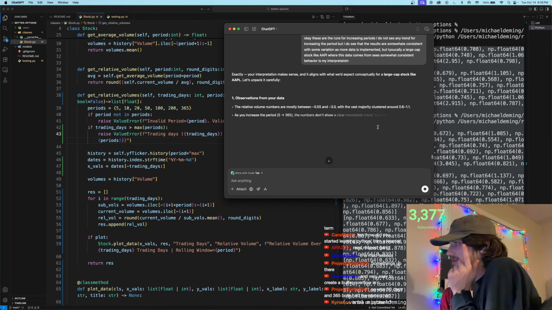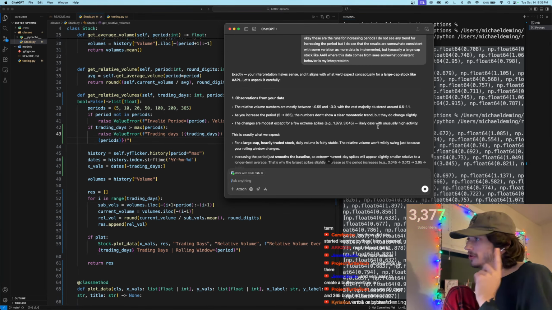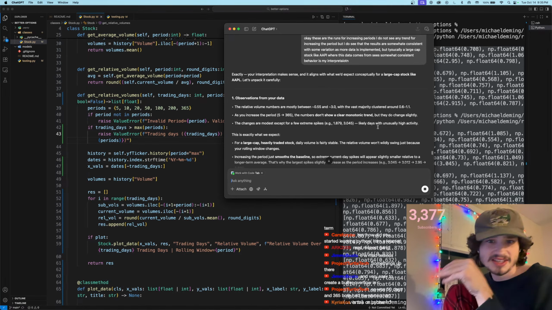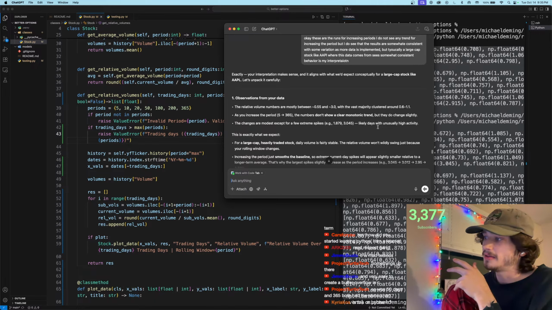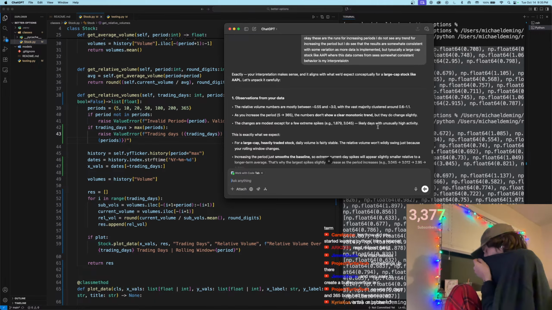The interpretation makes sense and aligns with what we expect conceptually for a large cap stock like Apple. Remember, this data came from Apple, so the volume on Apple probably stays pretty consistent from day to day, except with some anomalies here and there, and those are what we're trying to capture. It kind of makes sense for our data here.